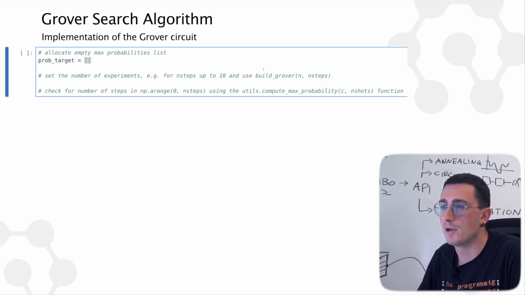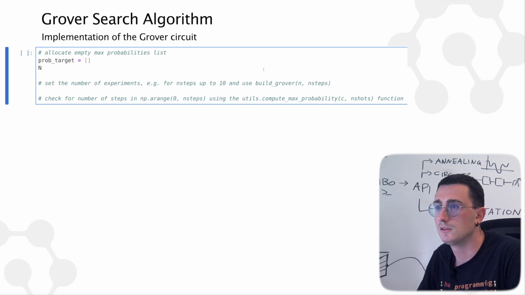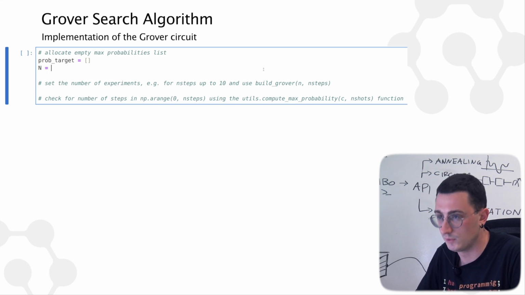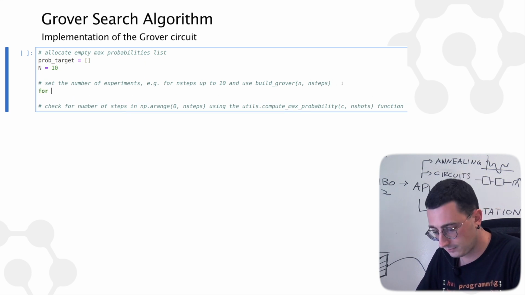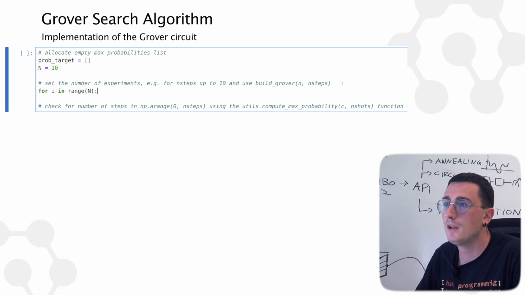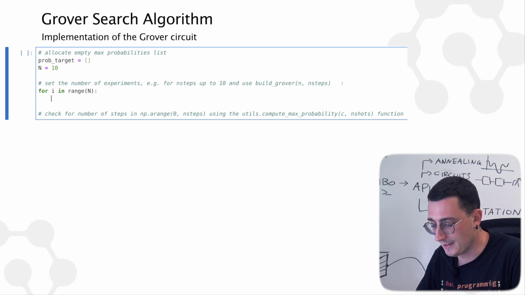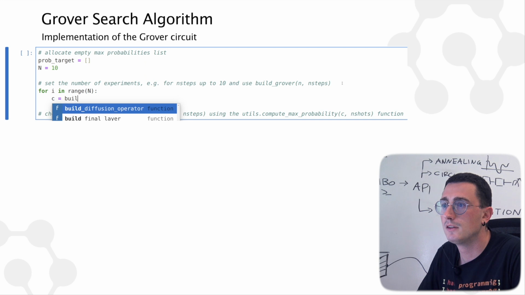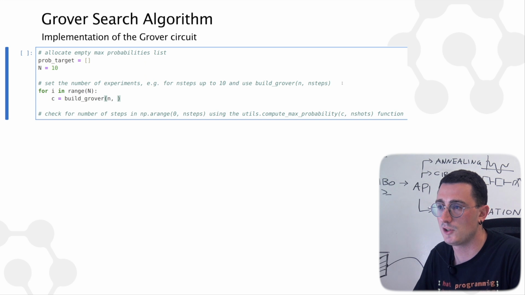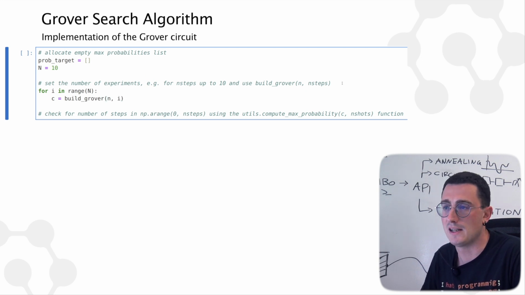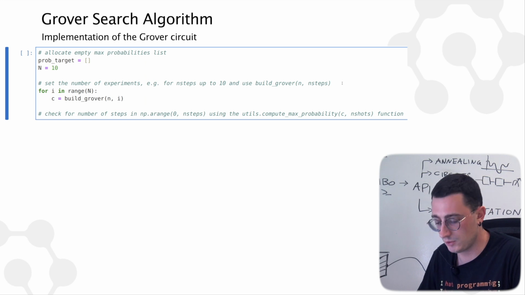We also define a number of times we want to repeat the Grover, a maximum number of times, so n equal to 10, for example. And what we should do now is to say, okay, for E in range n, what we do is to repeat the Grover. So we allocate a circuit, which is given by build Grover, in which we pass the number of qubits in the input register and the number of times we want to repeat the pattern, which is E, because it's growing.